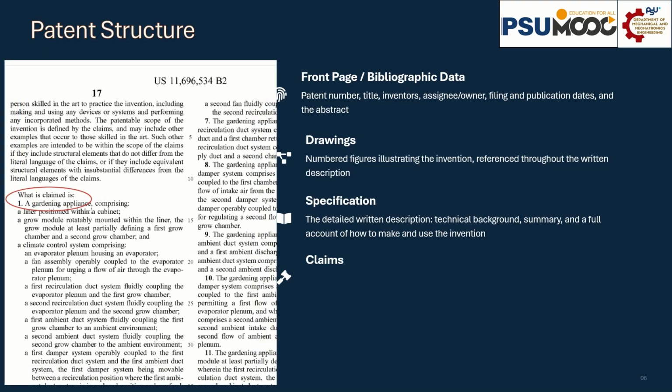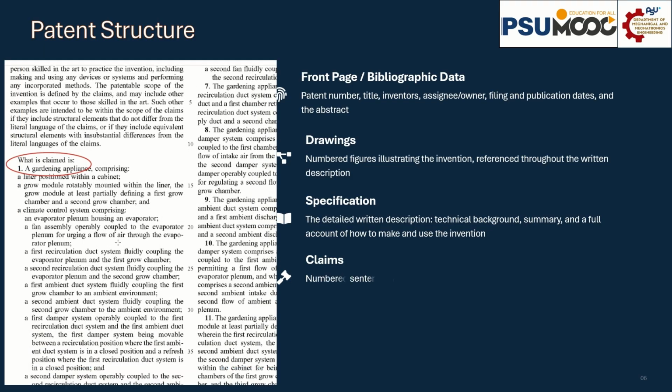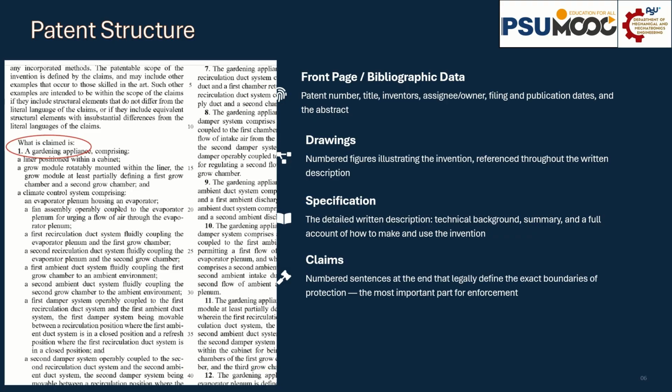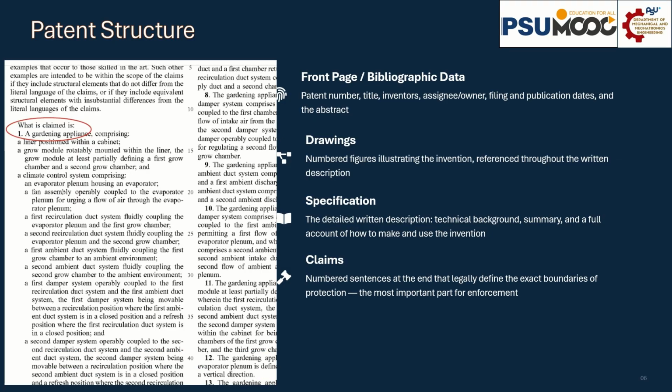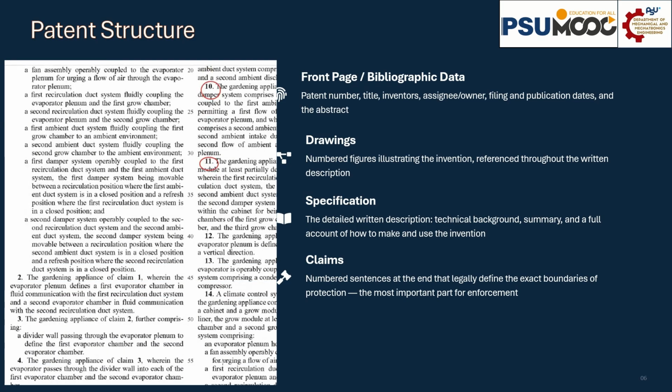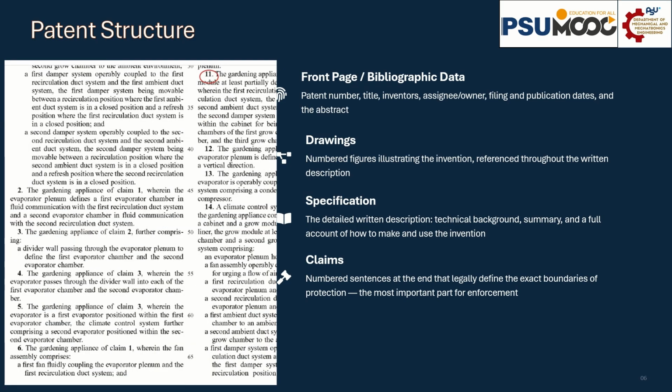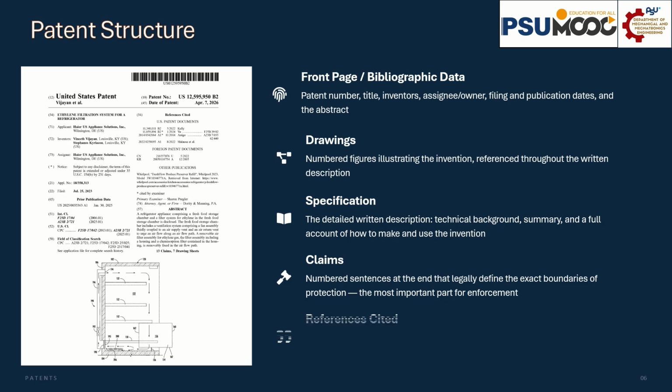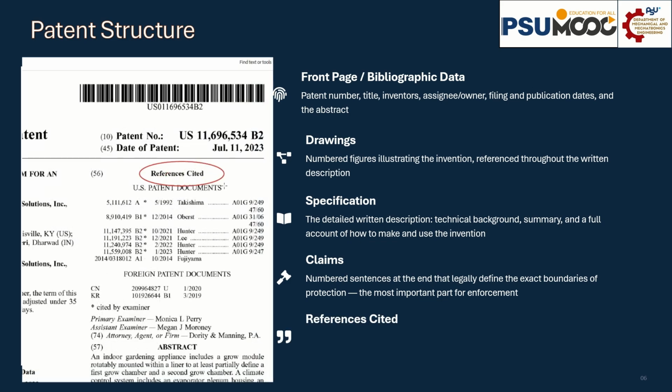The claims are the most important section because they define the legal boundaries of protection. These are the numbered sentences located at the very end of a patent document. They declare what the inventor owns and what the competitors cannot copy. Finally, the references cited section identifies previous patents and publications relevant to the invention.